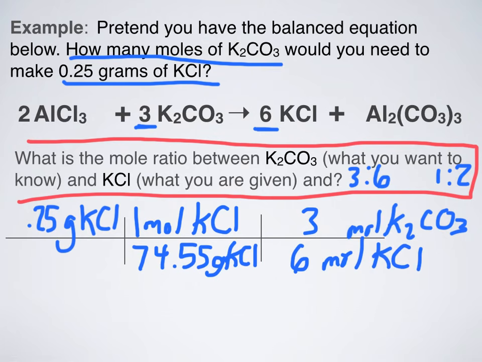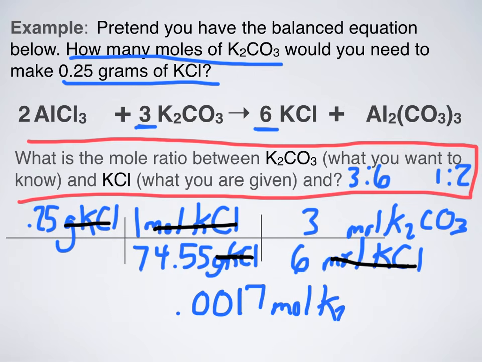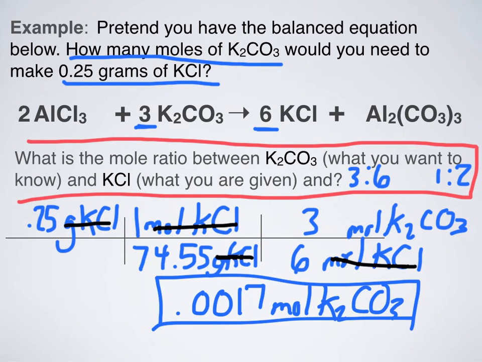So why did I do any of this? Well, I need to go from grams of KCl. My grams of KCl need to cancel. Moles of KCl can cancel. So when I multiply all of this out, 0.25 times 1 divided by 74.55 multiplied by 3 divided by 6, this is what I get. 0.0017 moles of K2CO3.